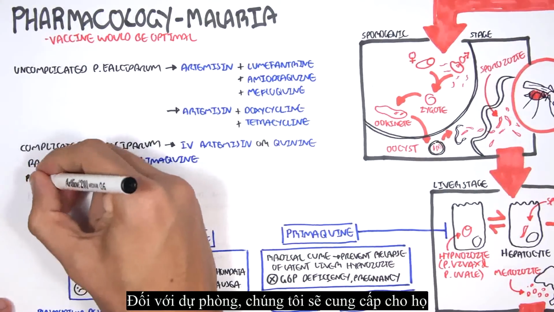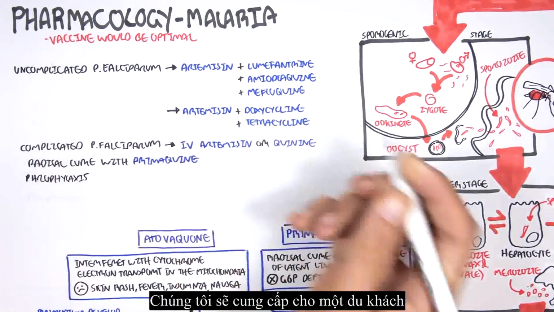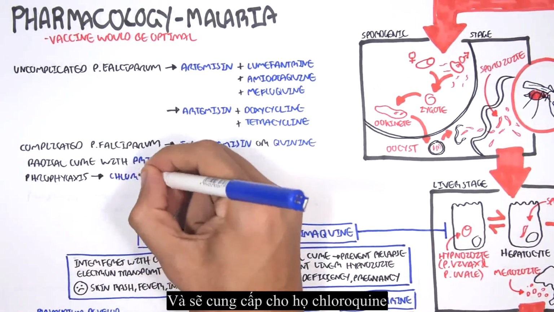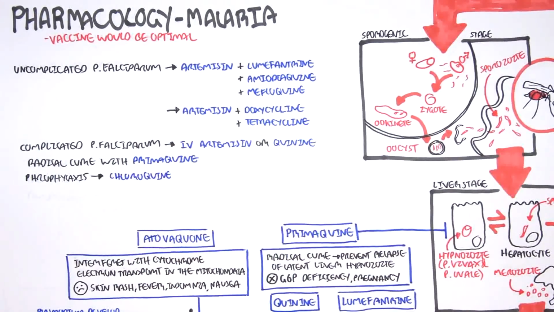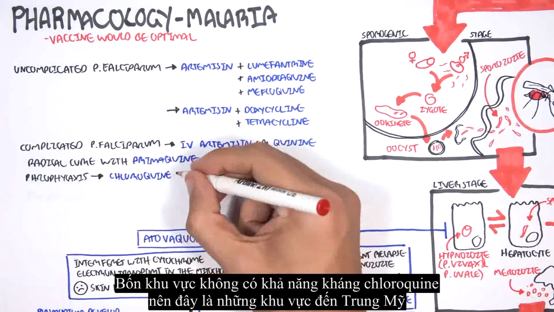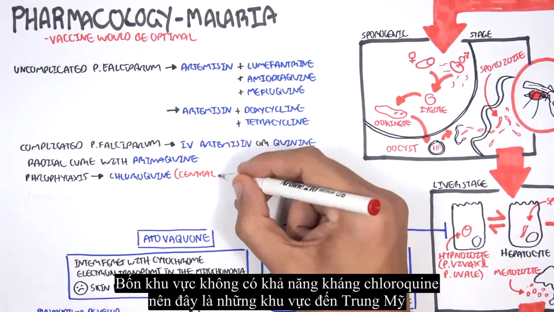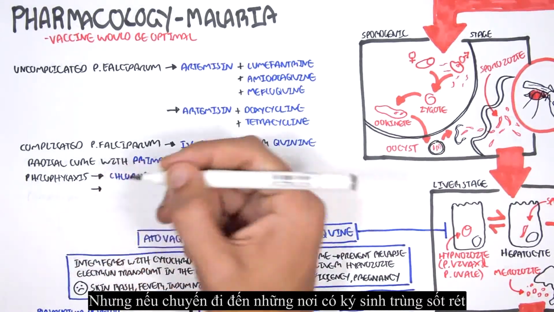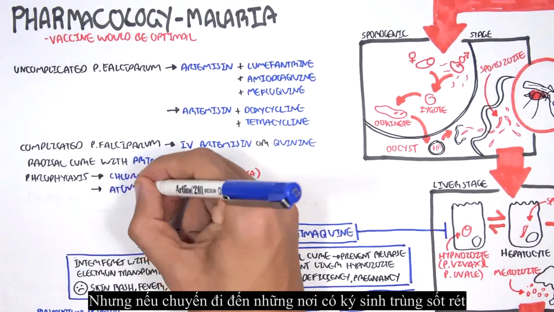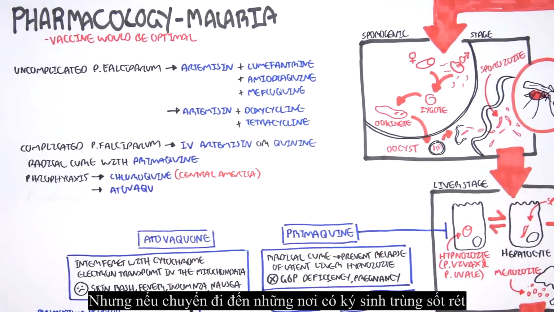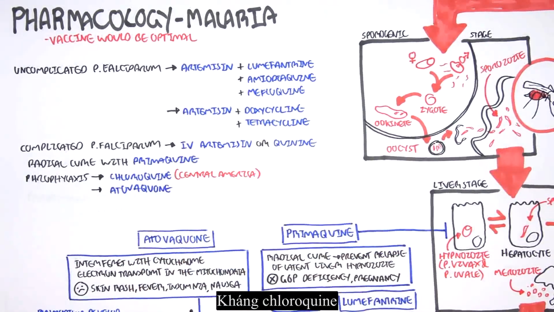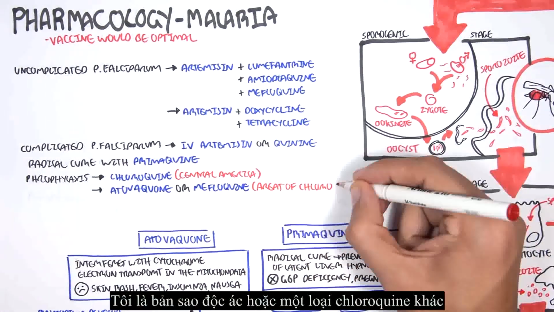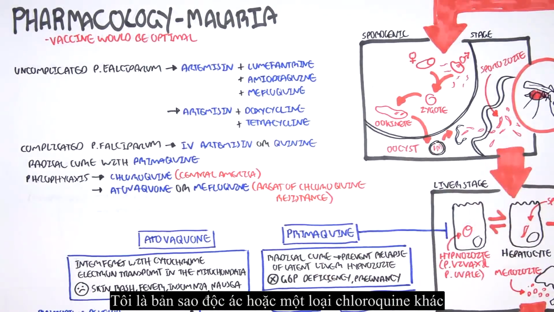For prophylaxis, we would give a traveler chloroquine for areas in which there is no resistance to chloroquine. So these are areas such as Central America. But if the traveler is going to places where the malaria parasites are chloroquine resistant, we would give them atovaquone or another type of quinolone.